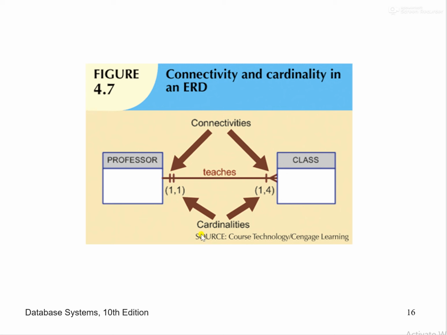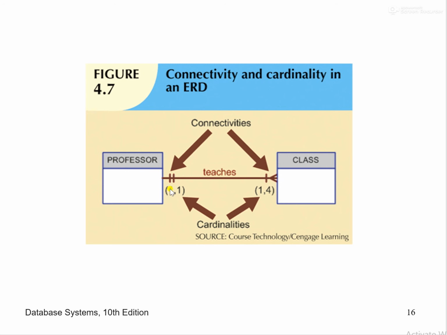Here in this example we show both connectivity and cardinality. This one to many is the connectivity between the entities professor and class. How can we decide that it is one to many? If we look at the relationship in both directions, we can say that each professor can teach many classes and each class is taught by one professor. So it has one to many connectivity.